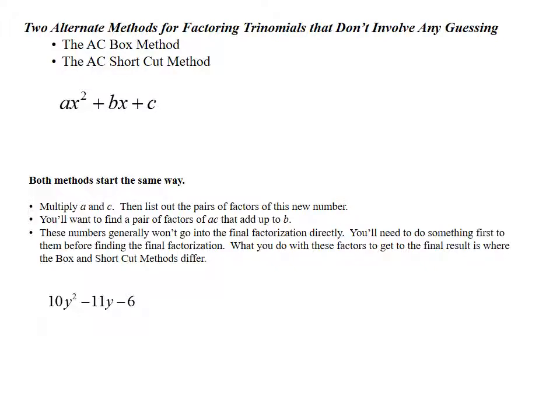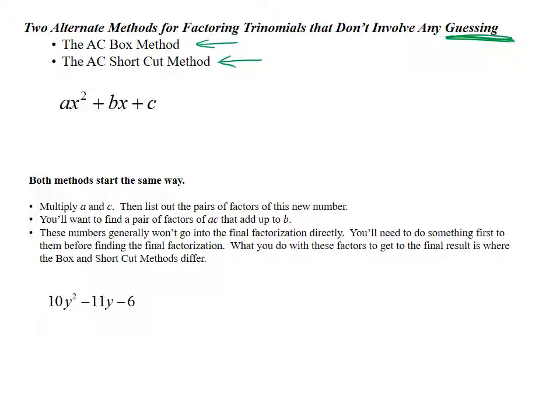The trial and error method works really well for some people, especially those who like puzzles or working with numbers. It does involve guessing though, and some people just don't like the guessing part of the trial and error method. So for those of you who don't like the guessing part, I've got two alternative methods for you. They actually are very similar and start the same way, but the way you show the work in the middle is a little different. One is called the AC box method, one is called the AC shortcut method.